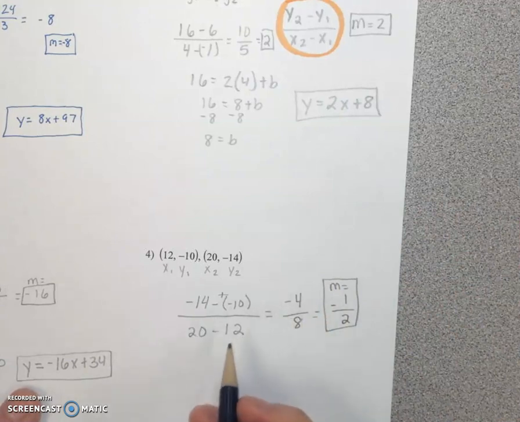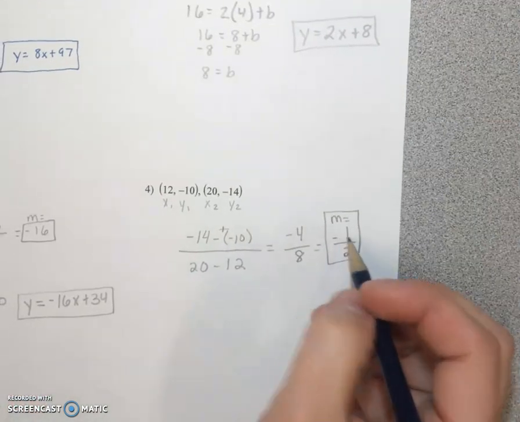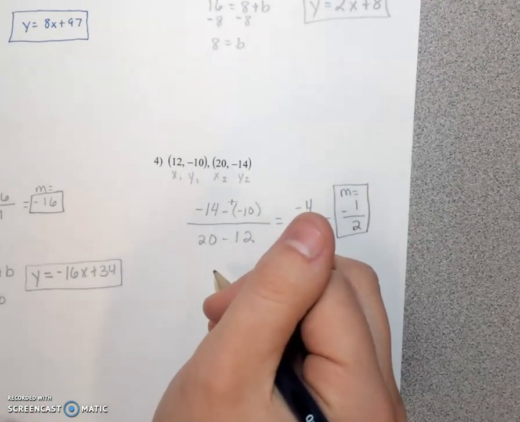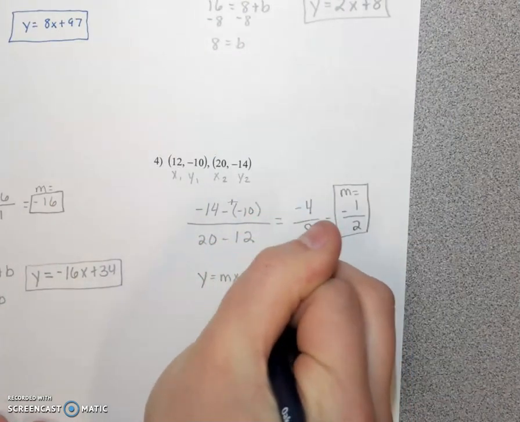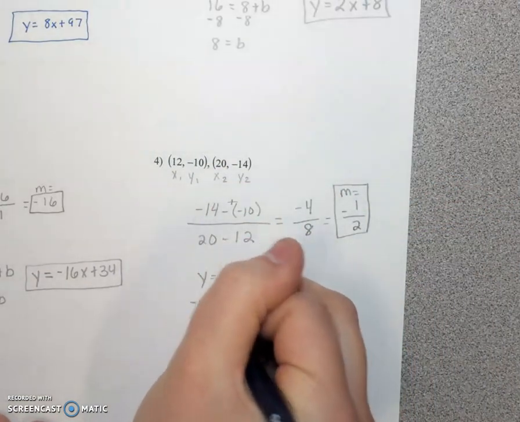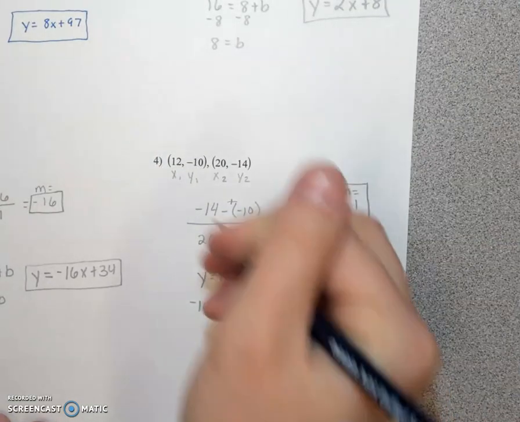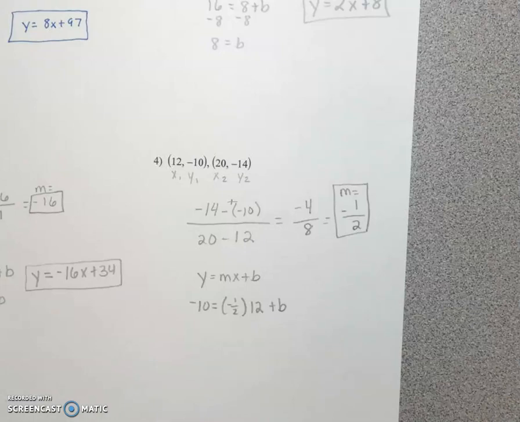Okay, now I need to plug in my inputs and my outputs, and there are some big negative numbers. So if you need to grab a calculator, grab a calculator. Don't hesitate. I'm going to plug it in, and I'm going to get my slope-intercept form equation of the line. Let me see if this gets unblurred. There we go. So y equals mx plus b. Again, I know my m. So my y, I'm going to do negative 10, equals negative 1/2 times an x, which is 12, plus b.